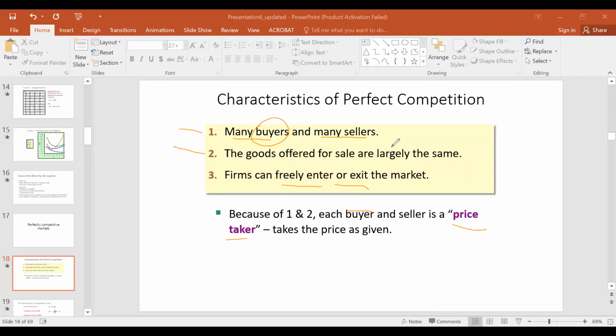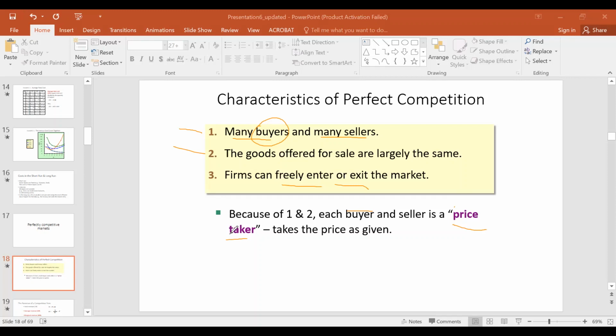Similarly, all the sellers are price takers. There are too many sellers. You alone cannot hoard the goods or play tricks to increase or decrease the price. No, there are too many sellers. If you change your price, they move to another person and buy from them. So that's what we mean, that in this market, buyers and sellers are price takers. Please remember, a price taker takes the price as given and cannot influence the market price.